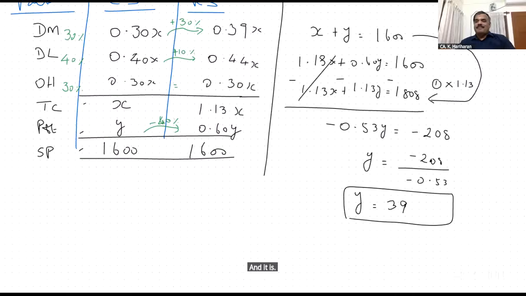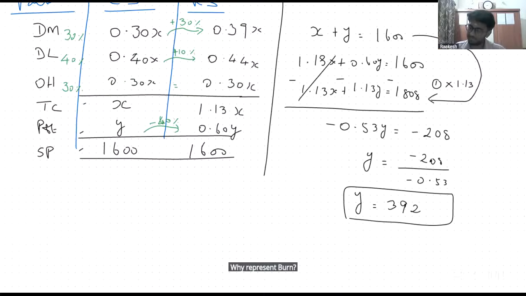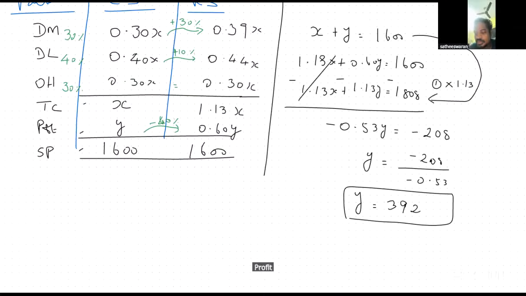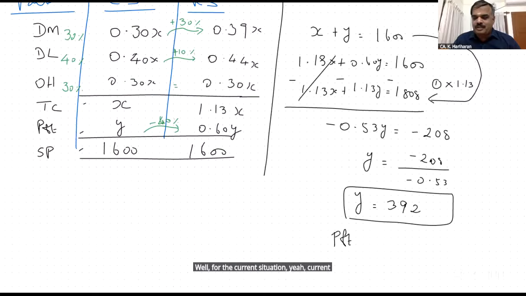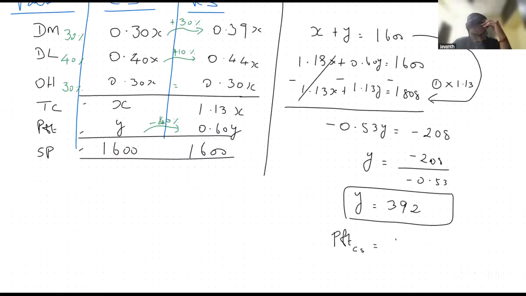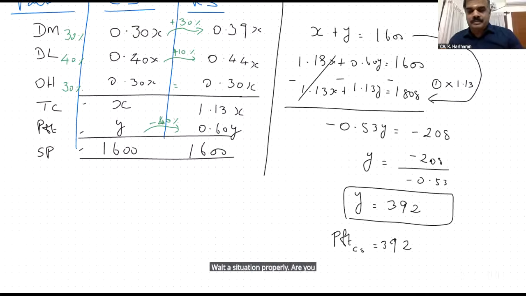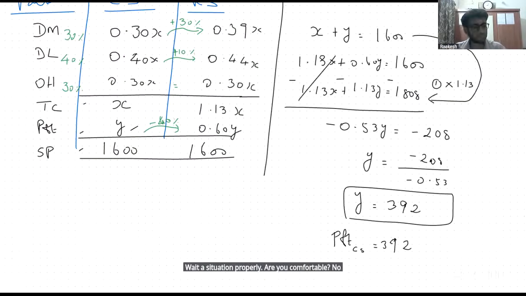Any doubt? No, sir. What does this represent? The profit. Current situation profit is equal to 392. Am I right or wrong? Are you comfortable now? Up to this stage, it was only working out.